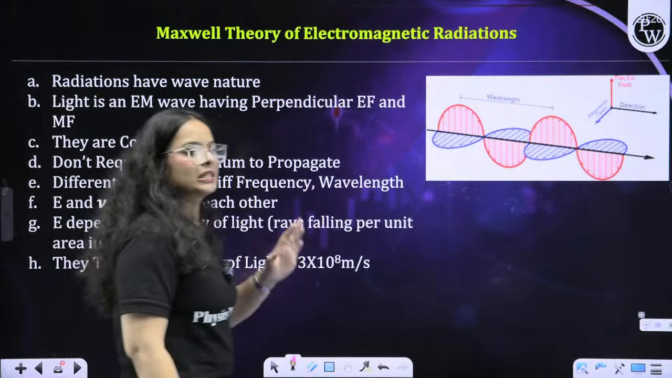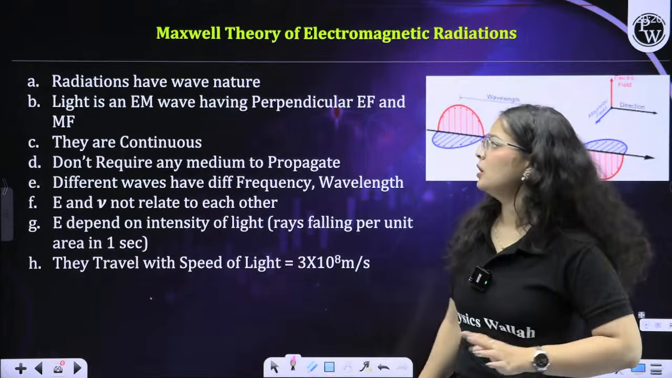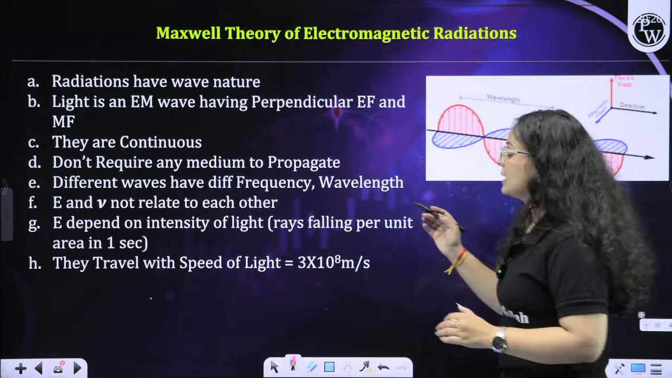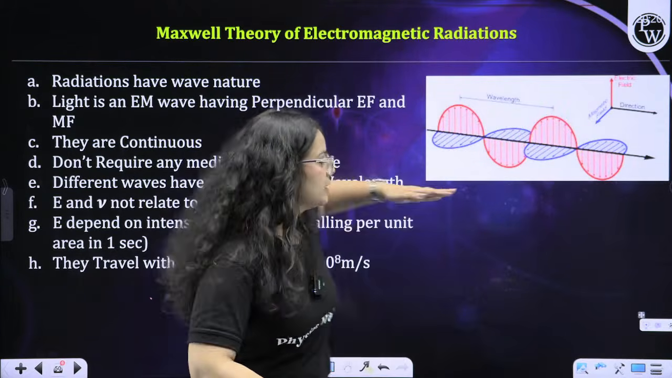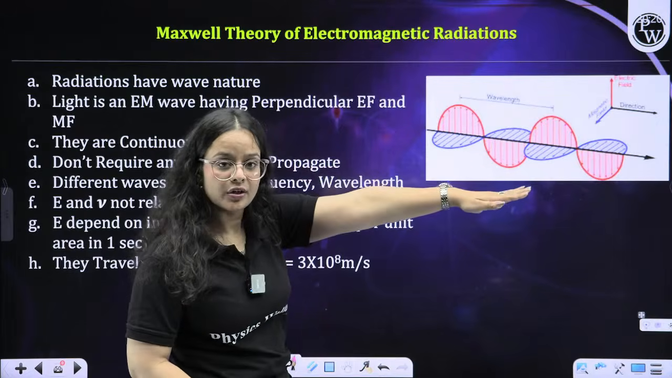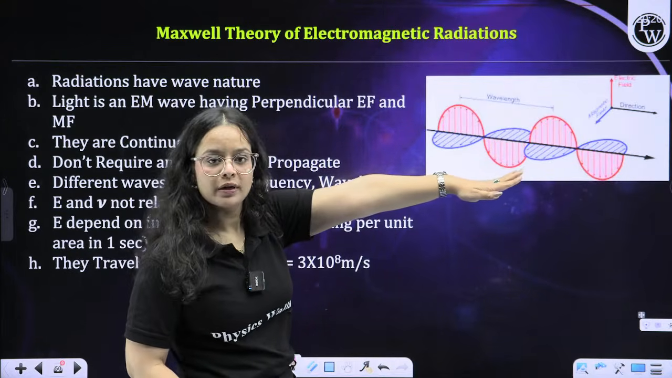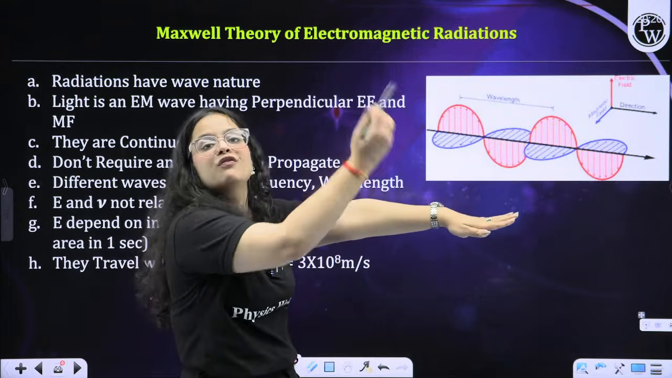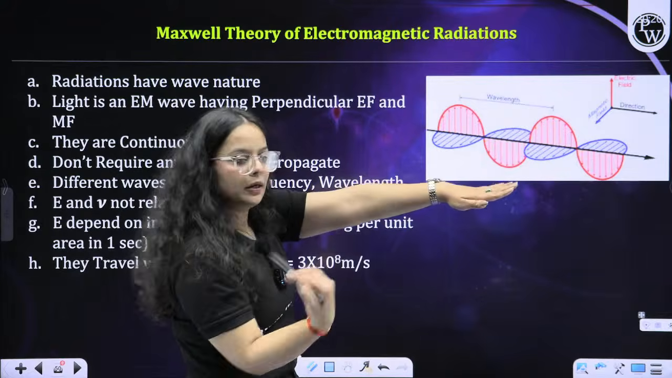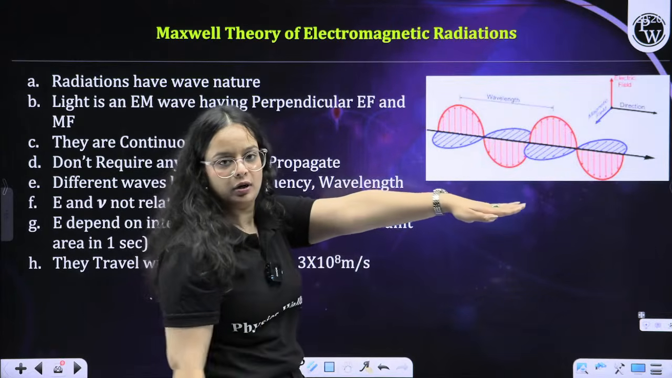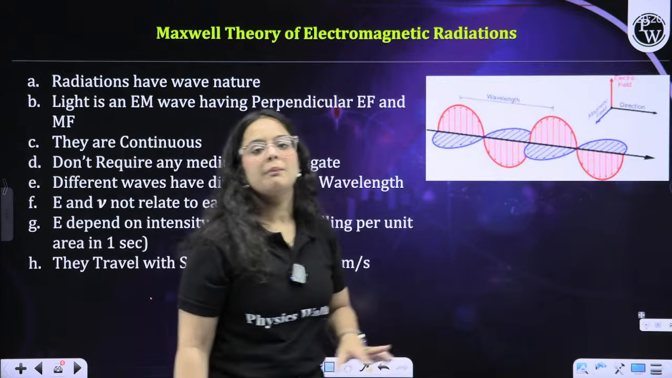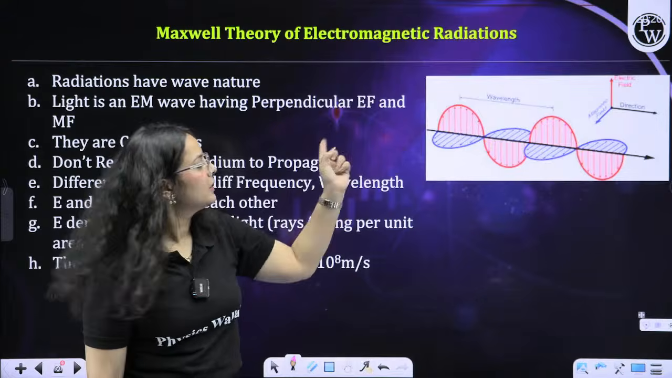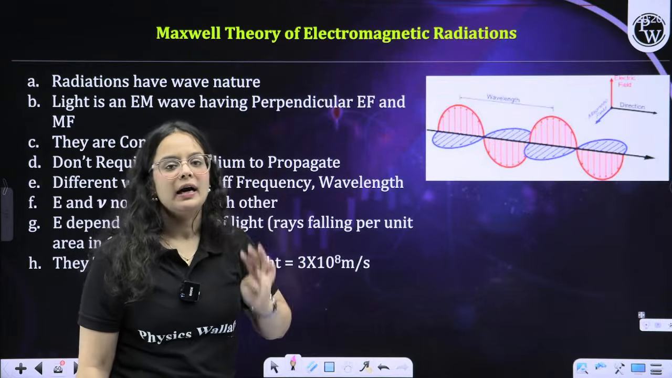First is Maxwell's theory of electromagnetic radiations. What is the concept? This is the direction of propagation of a radiation, and perpendicular to it is the electrical field component, and perpendicular to both is the magnetic field component. So these are three perpendicular directions: the direction of propagation, the electrical field component, and the magnetic field component. All three are at 90 degrees to each other.